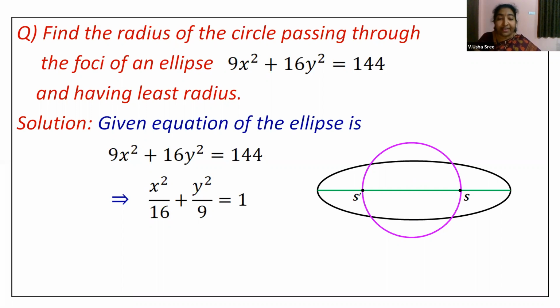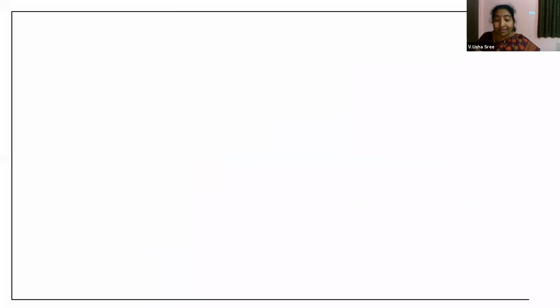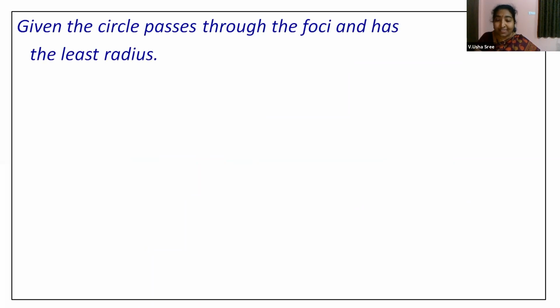Now here, by looking at the equation, we can always write a square is equal to 16 and b square equal to 9. When we have this, we can always write a equal to 4 and b is equal to 3. Now what is given to you, children? The circle passes through the foci and it should have the least radius. That means SS dash should be the diameter. Isn't it? If SS dash is the diameter, what are the coordinates of S and S dash? The coordinates of S and S dash are plus or minus AE comma 0.